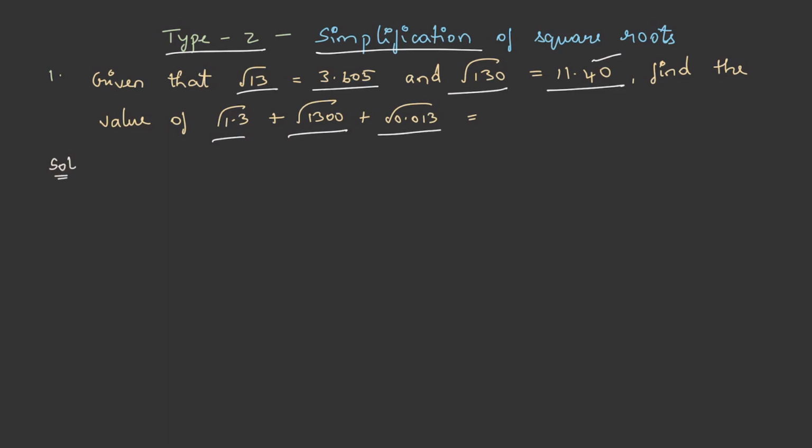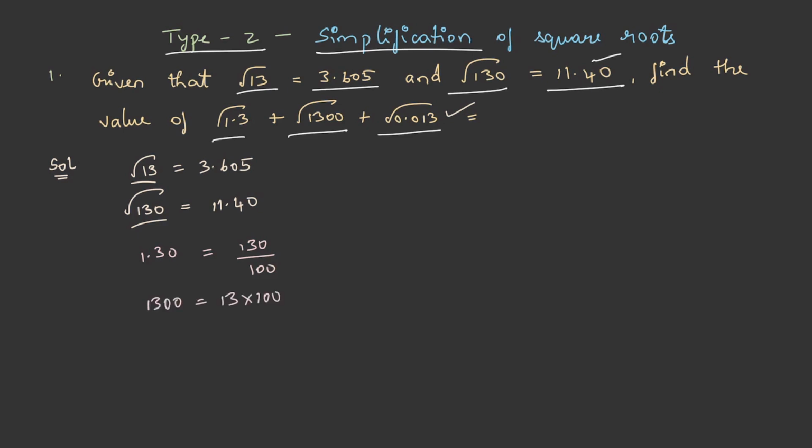Let's solve this. Root 13 is given as 3.605 and root 130 is given as 11.40. So let's bring down this equation with these two terms. So 1.30 or 1.3 can be written as 130 by 100. Similarly, 1300 can be written as 13 into 100 and 0.013 can be written as 130 by 10,000.